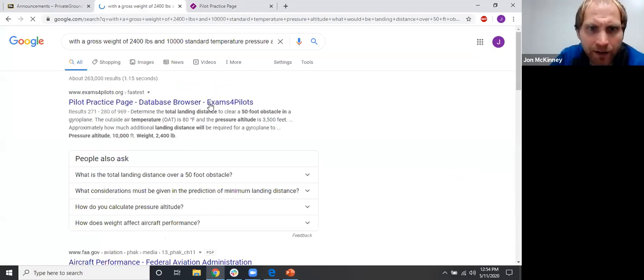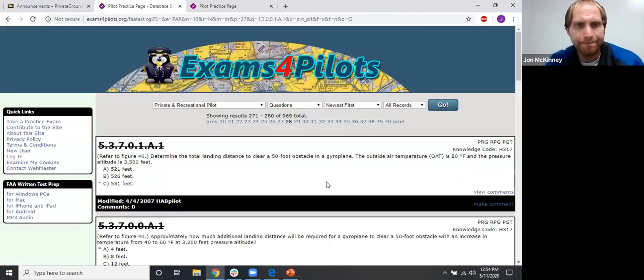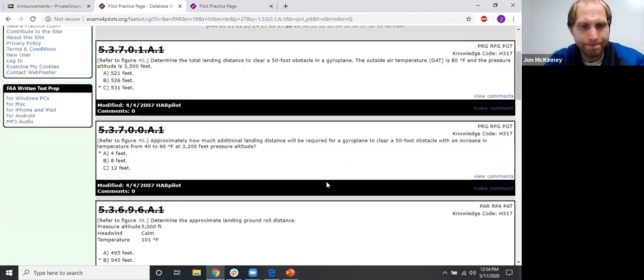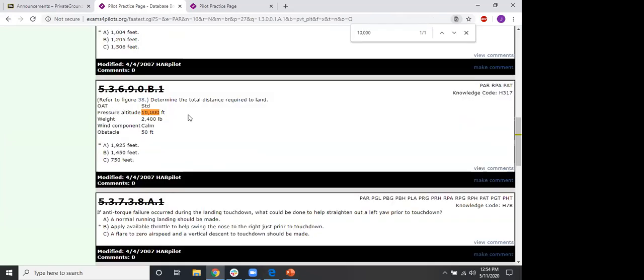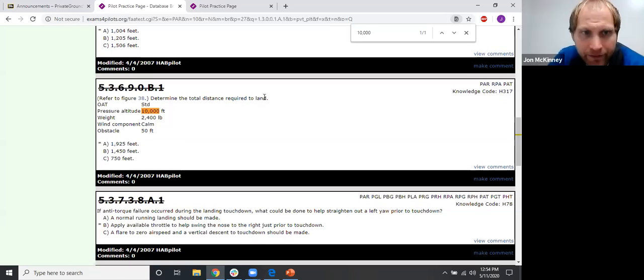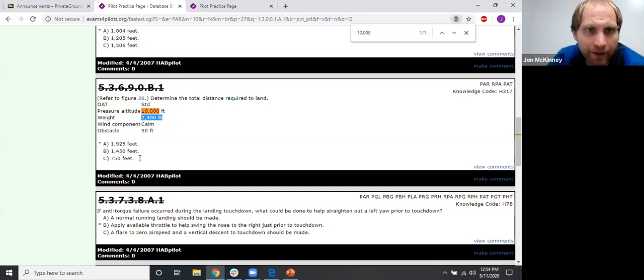So here comes the question. And if I can find it before you do, I'll... Oh yeah. If it'll let me. Yep, it'll let me. So here's what I found. Determine the total distance required to land: outside air temperature standard, pressure altitude 10,000 feet, and the weight. So this is the question that I'm seeing.